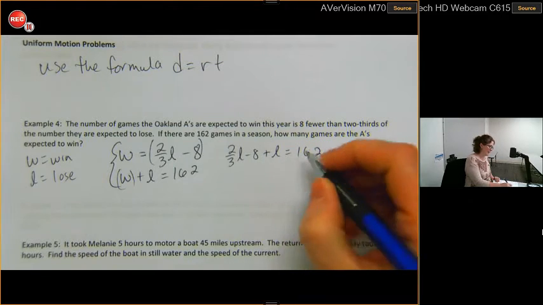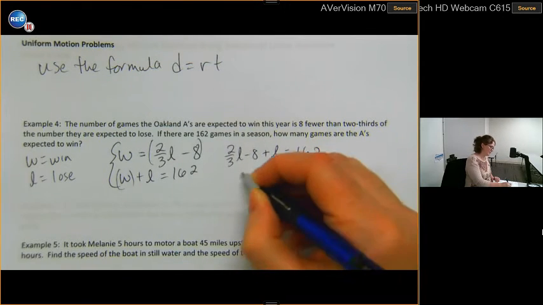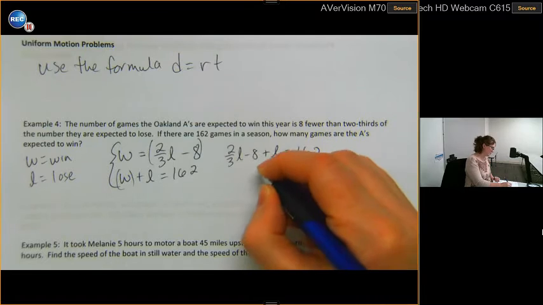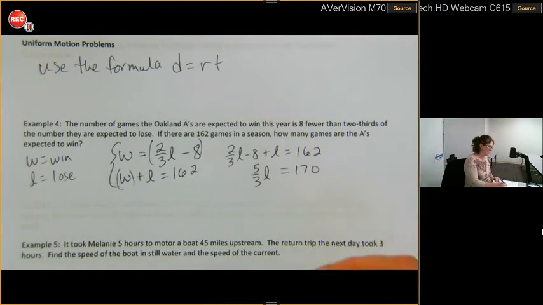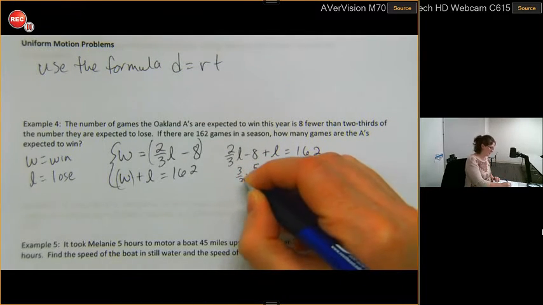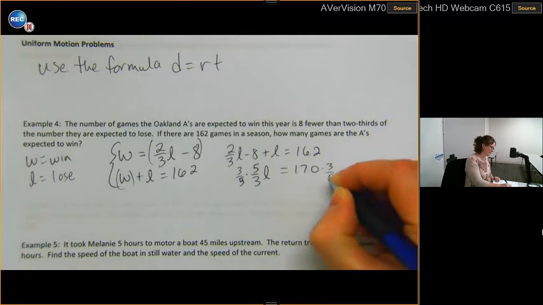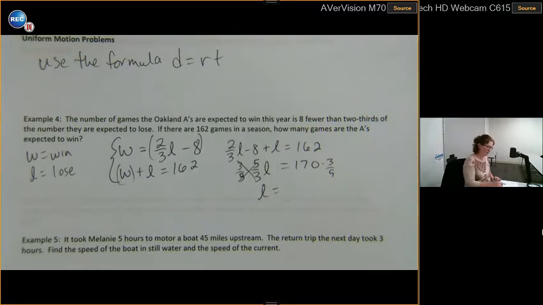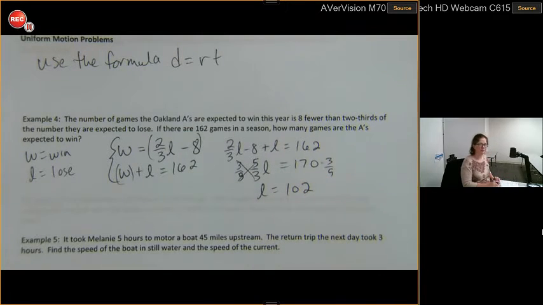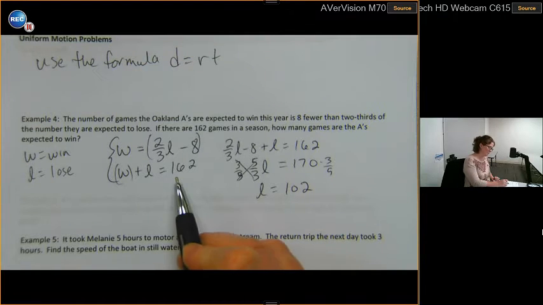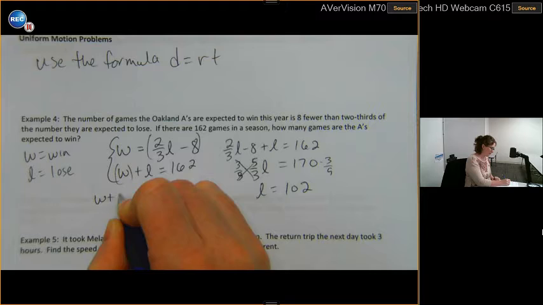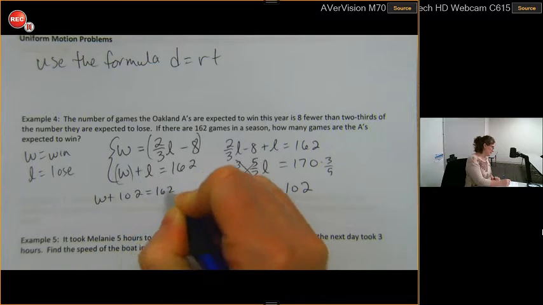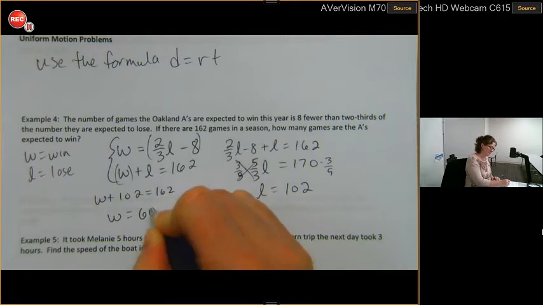And solving, I'm going to add 8, combine those and get 1 2/3, which is 5/3 L. Multiply each side of the equation by 3/5. Cancel that out, and 170 times 3 divided by 5 is 102. So that tells me they're going to lose 102 games. And if there's 162 games total, that means that they're going to win 60.